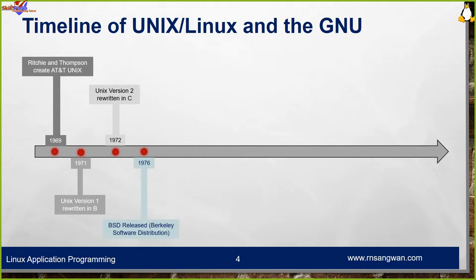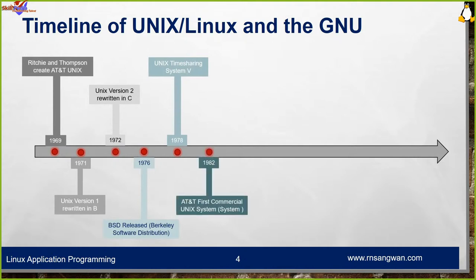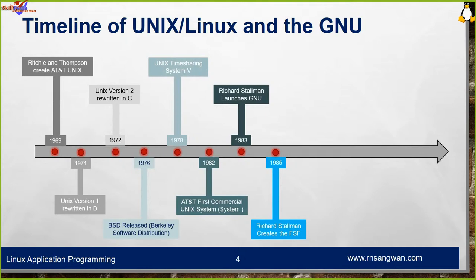In 1976, the BSD version of Unix, Berkeley Software Distribution, was released. In 1978, Unix Timesharing System 5 was launched. In 1982, AT&T's first commercial Unix system was out. In 1983, Richard Stallman started the GNU project, the Free Software Foundation, FSF. In 1985, Richard Stallman created the FSF, the Free Software Foundation. So 83-85 were major developments.